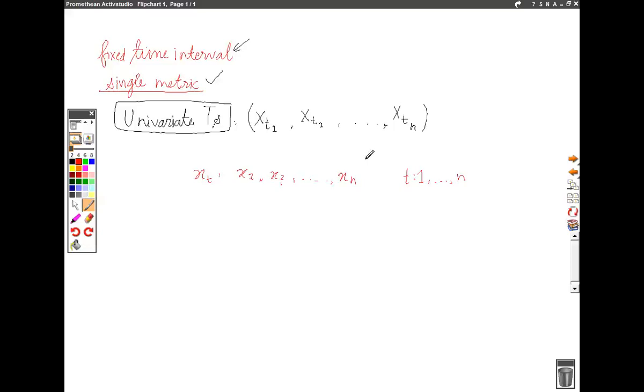So a time series process is a stochastic process indexed in discrete time and continuous state space. And when I say continuous state space, that is just the values that my process can take. So that would be the values x1, x2, and xn. Good.